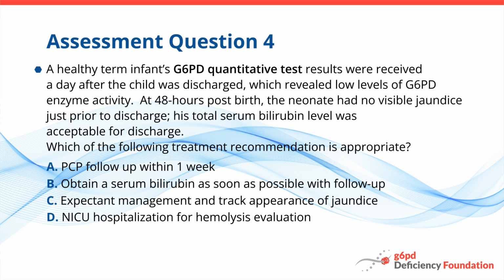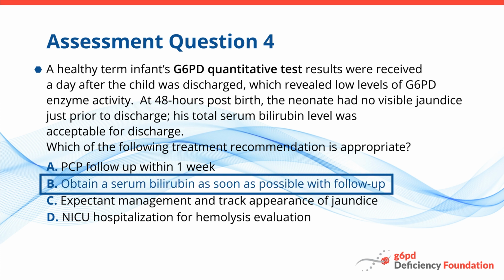The correct answer is B. Obtain a serum bilirubin as soon as possible. This infant is not necessarily at risk for immediate hemolysis. However, the bilirubin level should be checked to rule out imminent hyperbilirubinemia. Optimally, all G6PD deficient neonates should undergo an evaluation with their primary care physician as soon as possible, so the infant can be assessed for the severity of the deficiency.